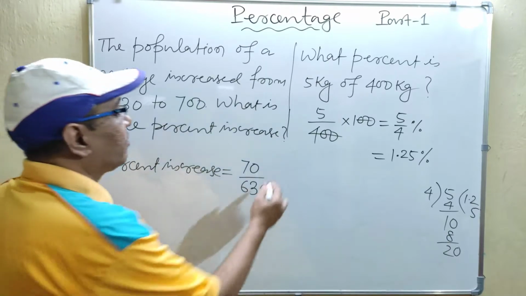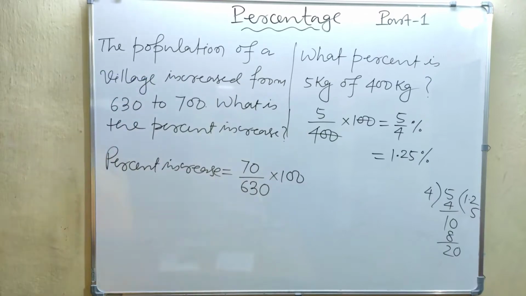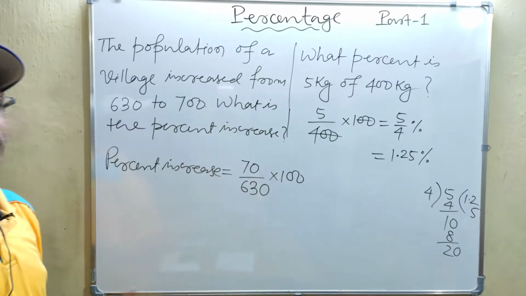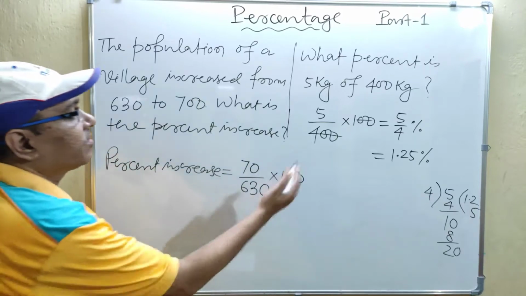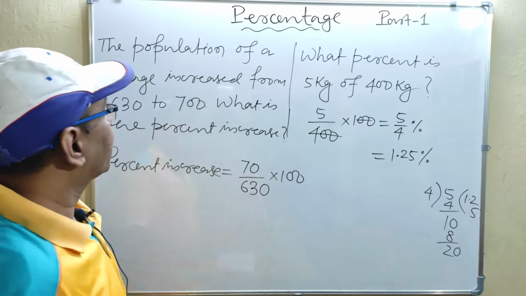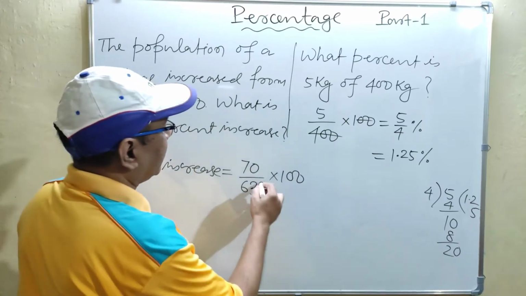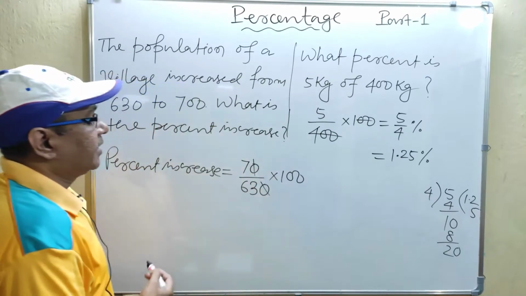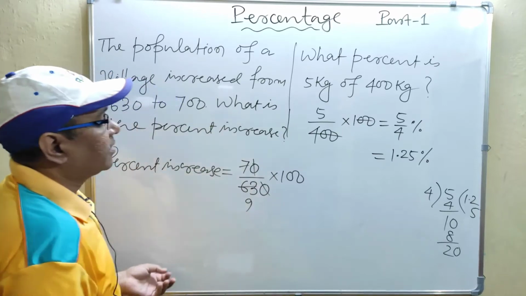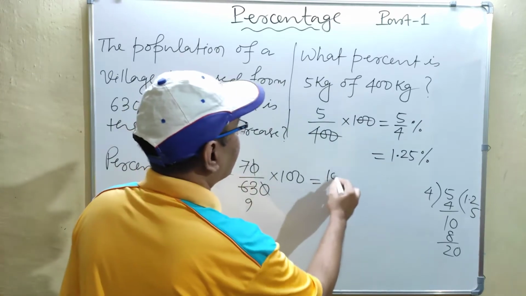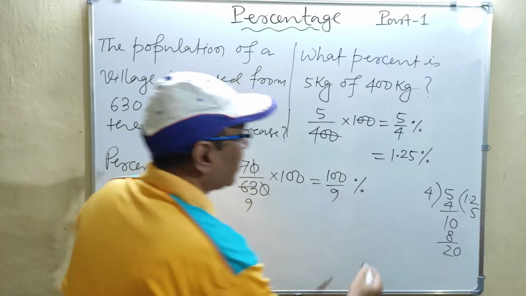You have to find percent increase, so multiply it by 100. In order to convert any fraction into percent, we simply multiply it by 100. So simply you multiply it by 100, this will give you the percent increase of population. So let us see. 7 9, so it is 100 by 9, this much percent. You can divide 100 by 9.